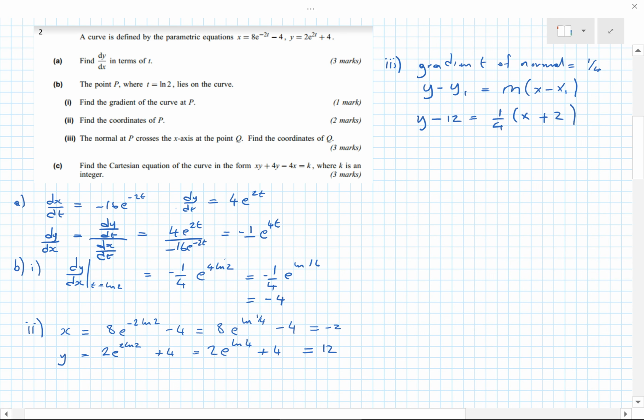Now we steal a bit of time here because you might be tempted to just go on and rearrange. But in fact, we already know that it crosses the x-axis when y equals 0. So we're actually solving minus 12 is equal to a quarter x plus 2. So we can multiply out. That's minus 48 equals x plus 2. So x equals minus 50. Better write it as a coordinate. So that's minus 50, 0.